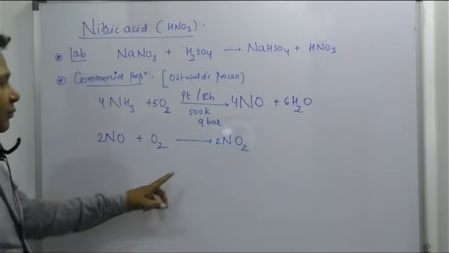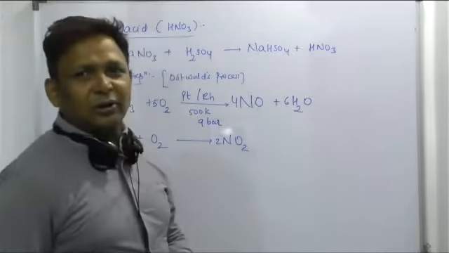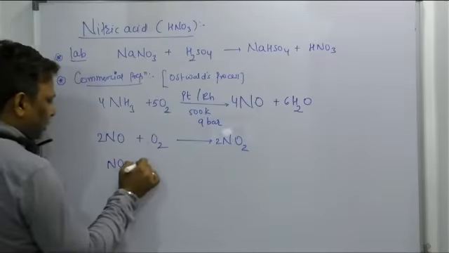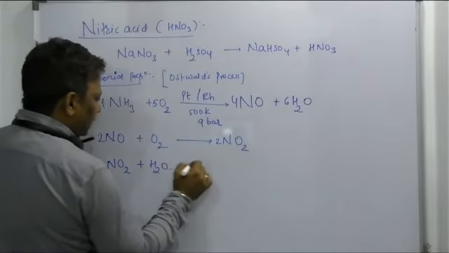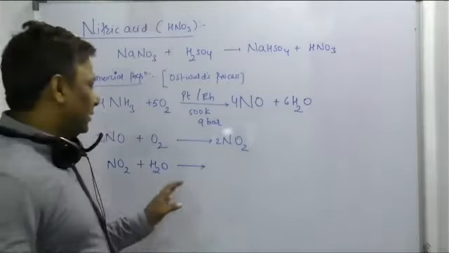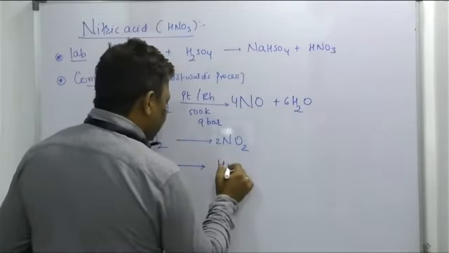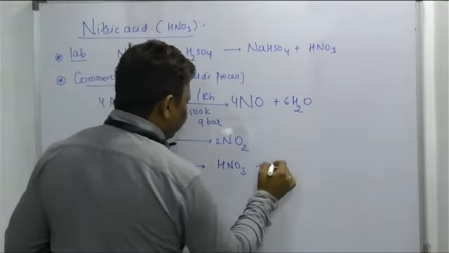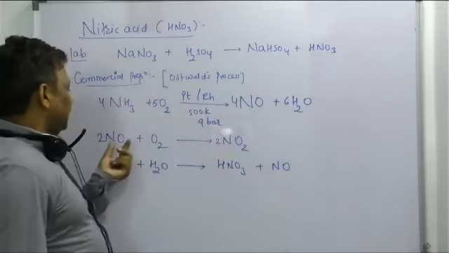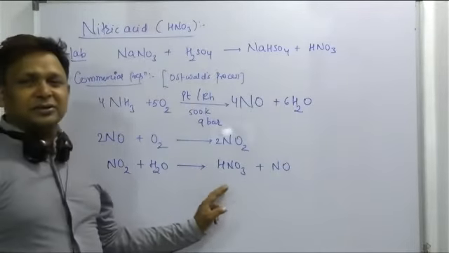We got nitrogen dioxide, and this nitrogen dioxide should be dissolved in the water to give HNO3. See here, this NO2 must be dissolved into the water. As soon as this nitrogen dioxide gets dissolved in water, it undergoes hydrolysis and forms HNO3 and vapors of NO. The obtained vapors of NO are again recycled to undergo oxidation to give NO2. NO2 on hydrolysis gives rise to HNO3 and NO.